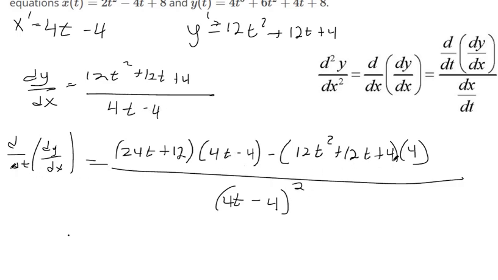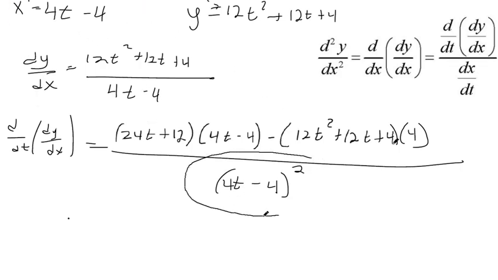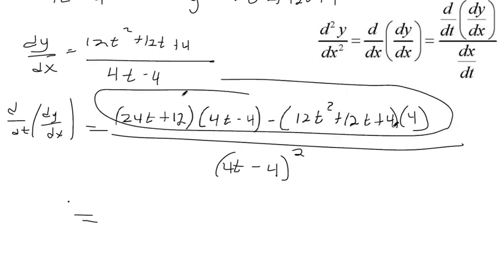So that's the derivative with respect to t of the first derivative. That's this part in the second derivative formula. We need to divide it by the derivative of x. If I'm going to divide, it's the same thing as flipping and multiplying. So I'm going to have 4t minus 4 to the third in the denominator. And while we're at it, let's distribute the numerator and simplify, see what we can simplify.